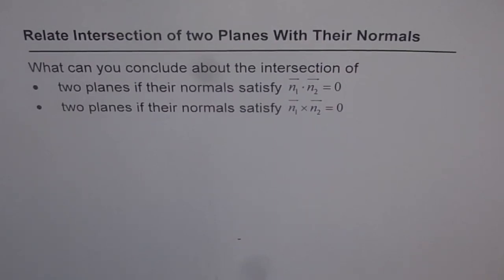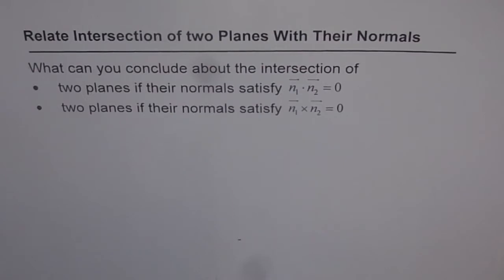Let us try to understand how the intersection of planes is related with their normals. This concept is very important to understand since these days you find some multiple choice questions in competitive examinations. They are not really interested in finding the answer, but in matching the answer, right? If we get an idea about at least the type of intersection from the normals themselves, we can make a quick choice and save a lot of time getting the right answer also. So this is very important.